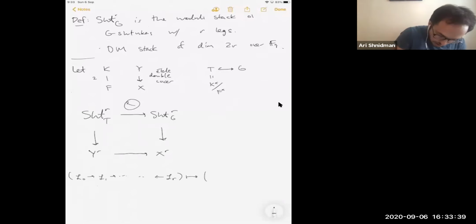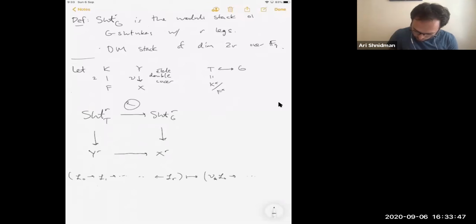So let's give a name, nu, to this double cover Y over X. And so if I push forward these line bundles, then I get a chain of rank 2 vector bundles. That's a very natural way to go from these line bundles on Y to rank 2 vector bundles on X. And this gives a map of moduli spaces from Shtuka T^R to Shtuka G^R. And this is the special cycle. This is called the Heegner-Drinfeld cycle. It was defined by Yun and Zhang. So HD_T^R.